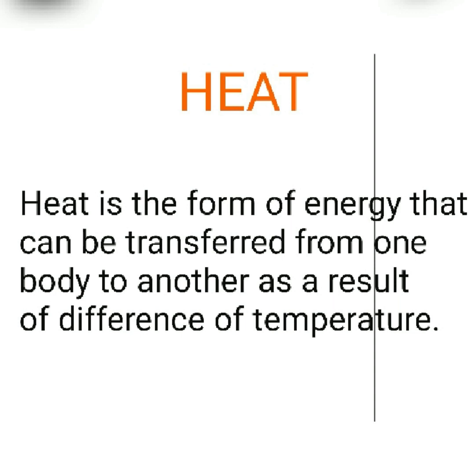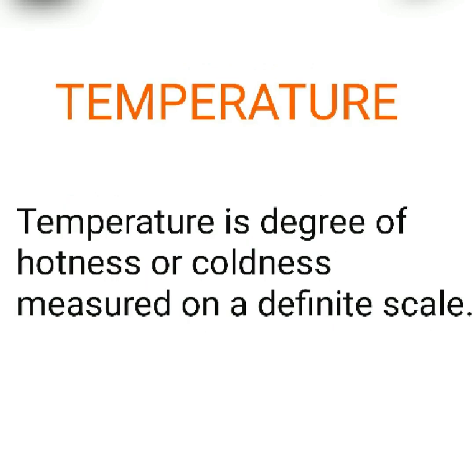So we concluded from the above activity that we cannot always rely on our sense of touch to decide whether an object is hot or cold. Then how do we find out how hot an object really is? A reliable measure of the hotness of an object is its temperature. So, we can define temperature as the degree of hotness or coldness measured on a definite scale.